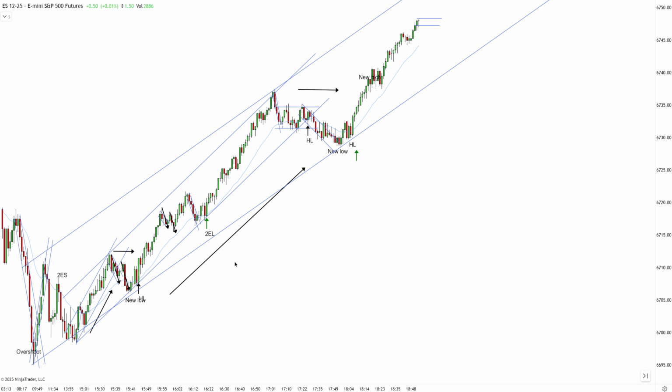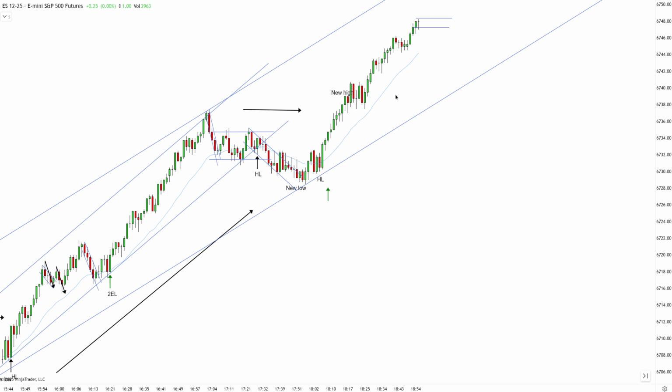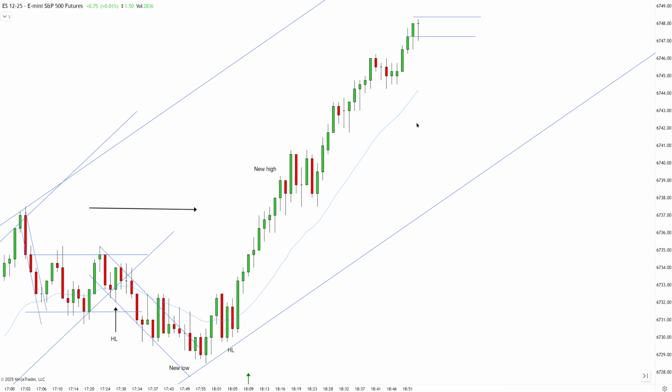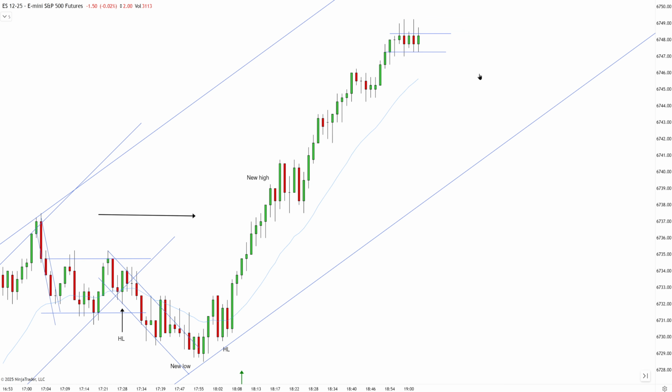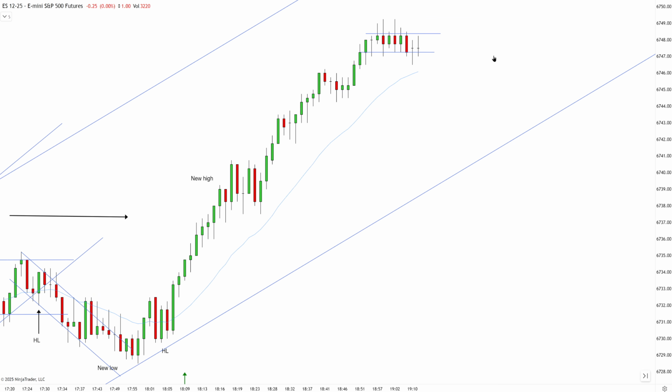You can also use a higher time frame, 10,000 tick chart. This will give you an idea what is the best trend line. But right now, let's see how the EMA is going to react because the EMA is important. We're going sideways. I mark the congestion.